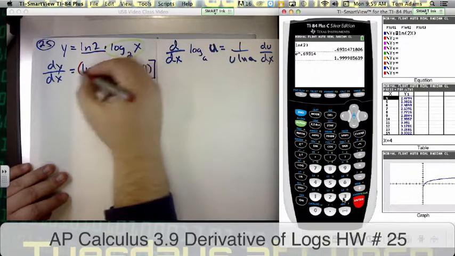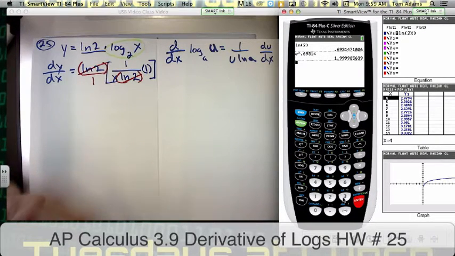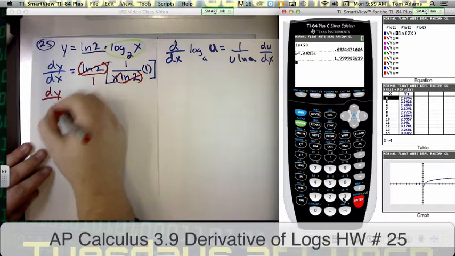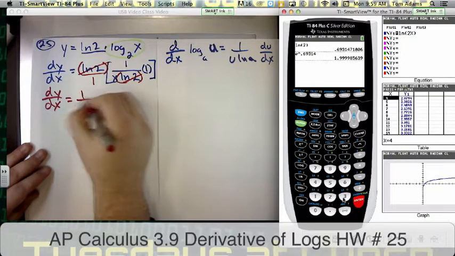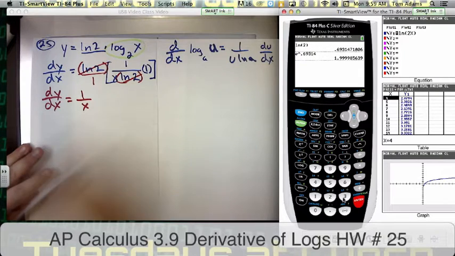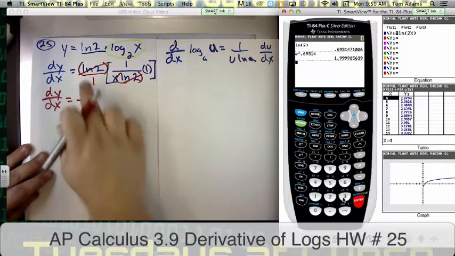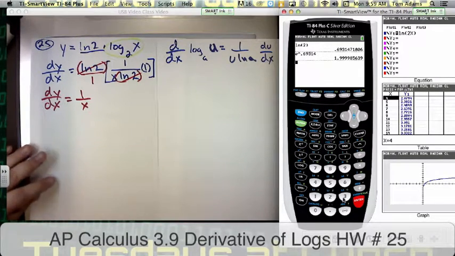They cancel out. And so what I'm really left with is I have dy dx is equal to 1 over x, right? You multiply it out. 1 times 1 is 1, and then 1 times x is x. And so that's it.